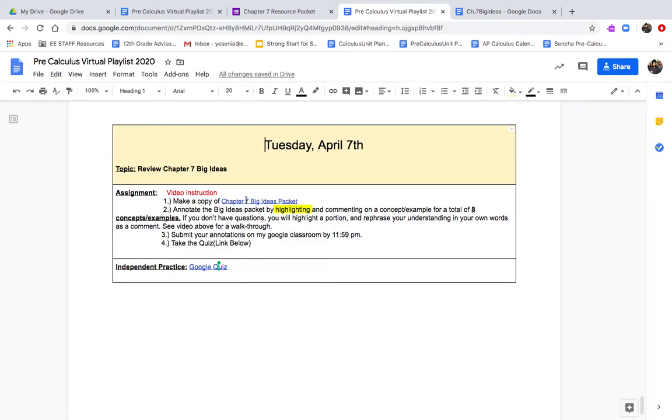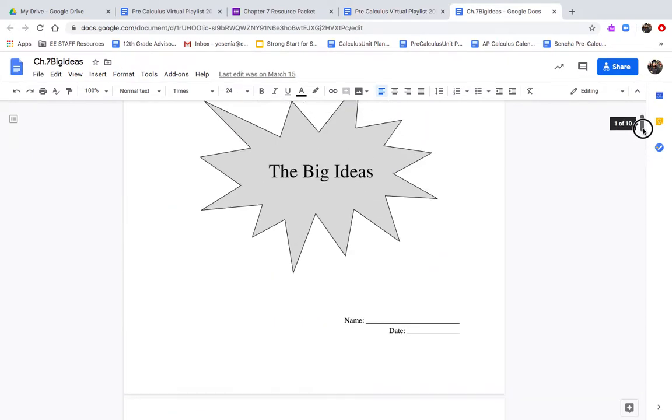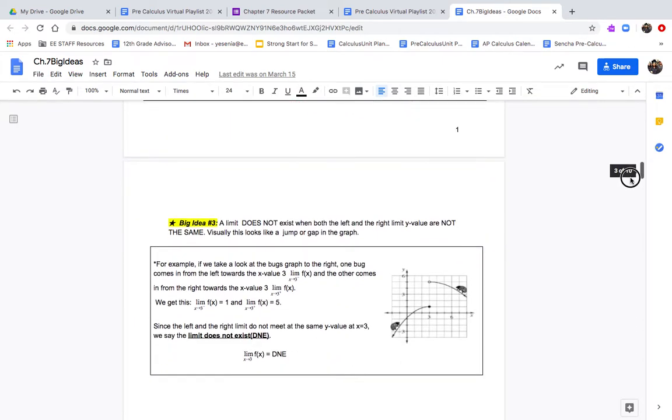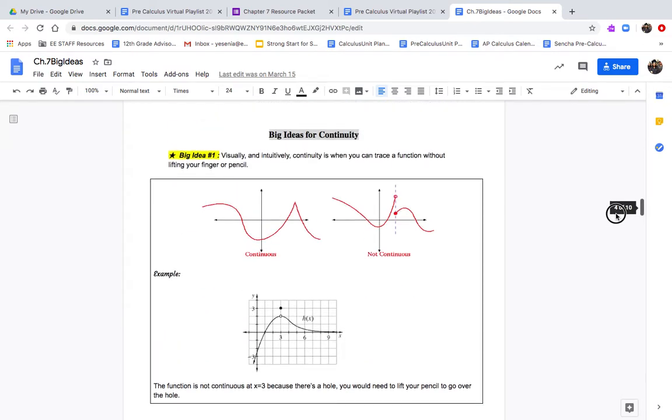So if you click this, you're going to get the Chapter 7 Big Ideas packet. Basically, it's the big ideas throughout the chapter, such as limits. It has a lot of little chunky big ideas. They're very important. If they're in here, that means it's super important. We had some big ideas for what is continuous, right? Continuity.